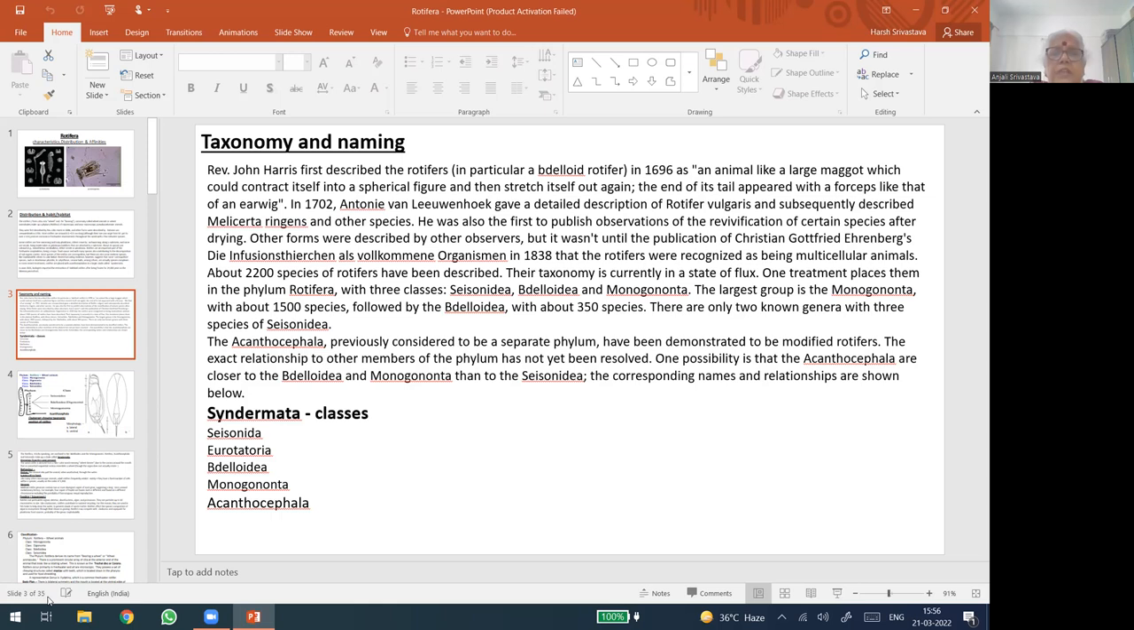Other forms were described by other observers. They have a long history. So many workers have shown interest.